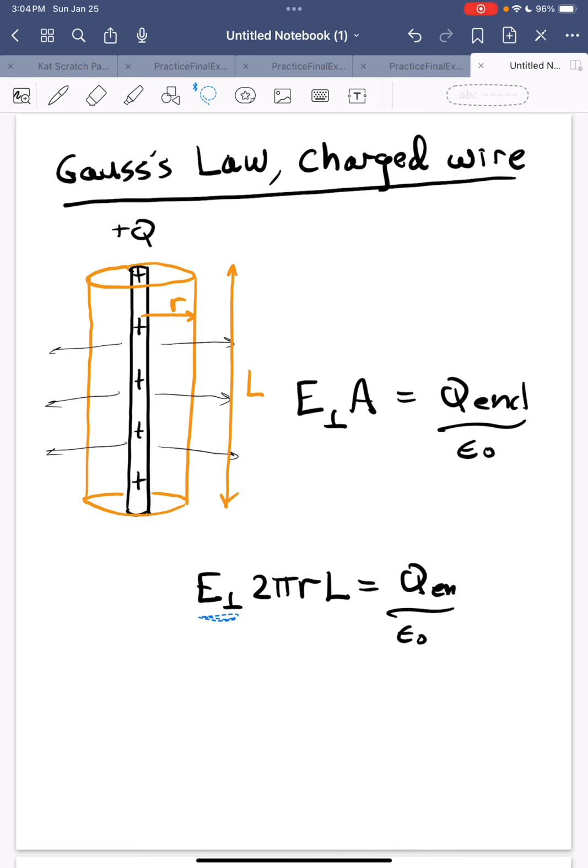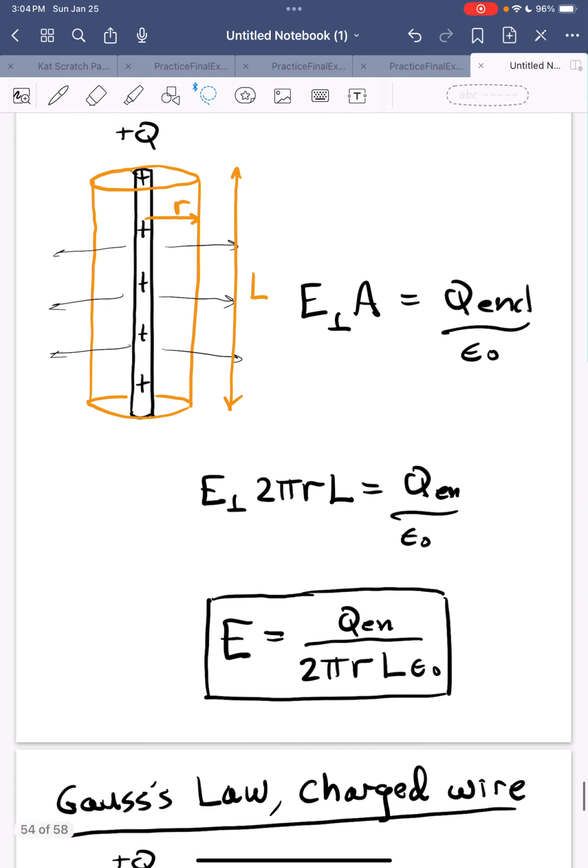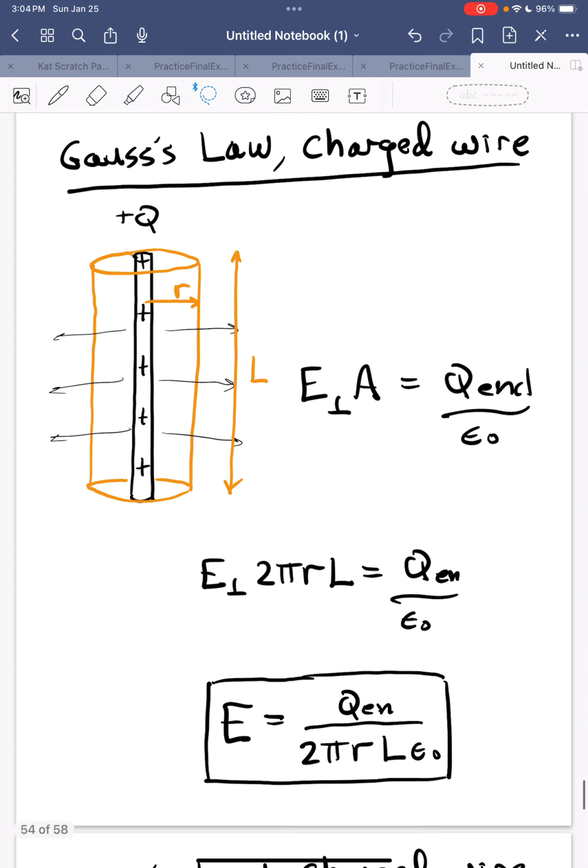And because all the field lines are indeed perpendicular, we can just call that E in the next frame. So I divide both sides by 2 pi r L, and I get this formula here in the box. That's the formula for the electric field at some distance r from the charged line. And what you'll see here is that it does depend on r. The further away you go, the smaller and smaller E will be.